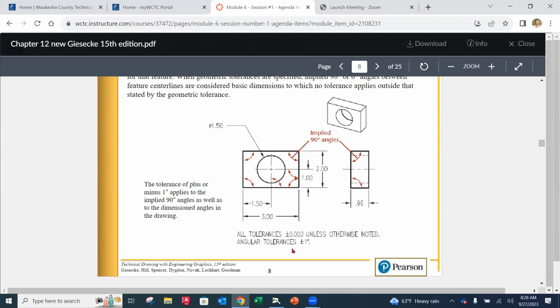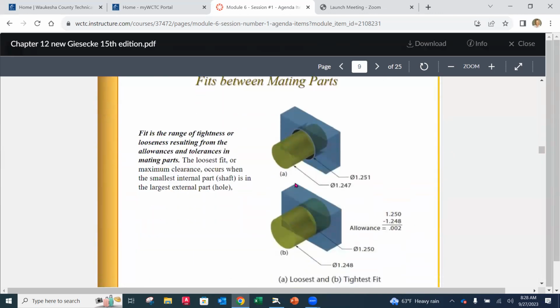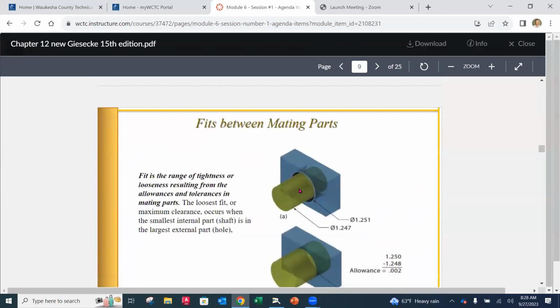So you're always going to want to become familiar with your company's standard, or if you're working with other companies, sometimes you might be a contract manufacturer looking at other people's prints all the time. You have to look at that title block to know exactly what that spec is so that you're inspecting and making those parts to the appropriate tolerance. All right. So 90 degrees are always going to be implied.